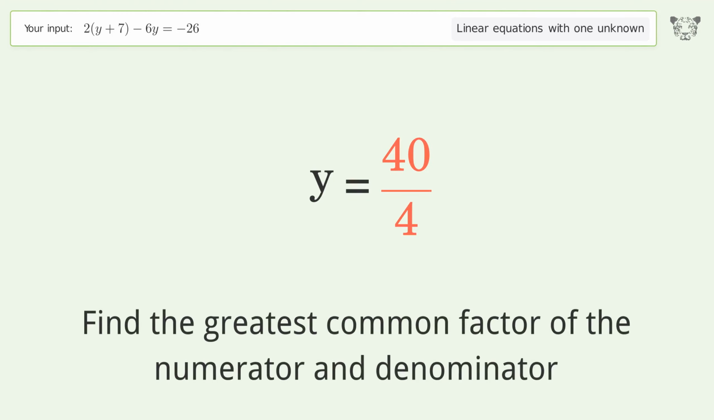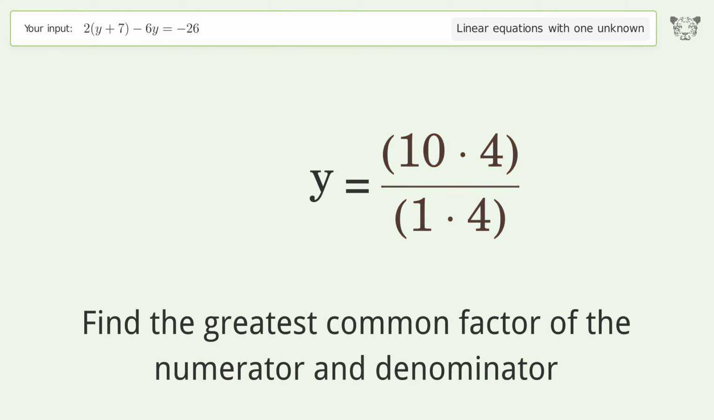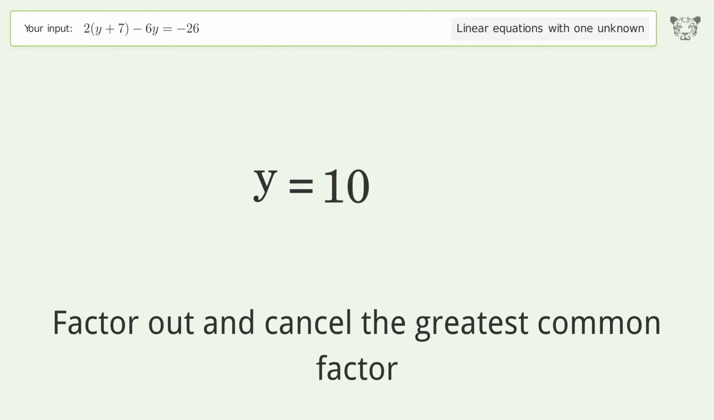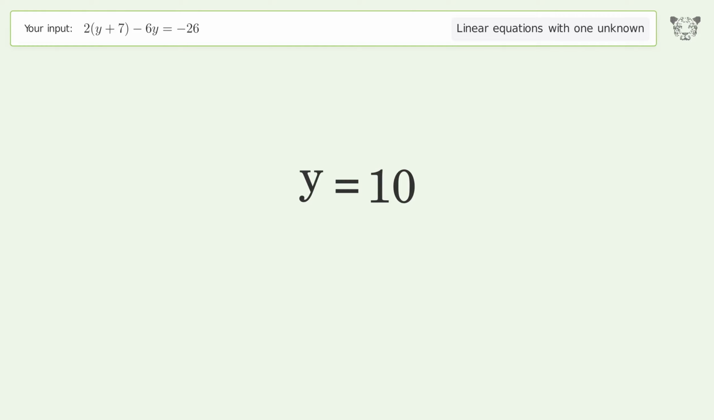Find the greatest common factor of the numerator and denominator. Factor out and cancel the greatest common factor. And so the final result is y=10.